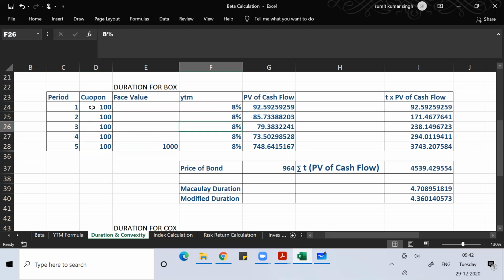The YTM is 8%, so I can find the present value of the cash flows. Once I find the present value of the cash flows, I just need to multiply each present value by the time period. The sum value I'm getting is 4539.429. If I divide this by the price, I'll get the Macaulay duration. And if I divide this by 1 plus 8%, I'll get the modified duration. Very simple calculation.